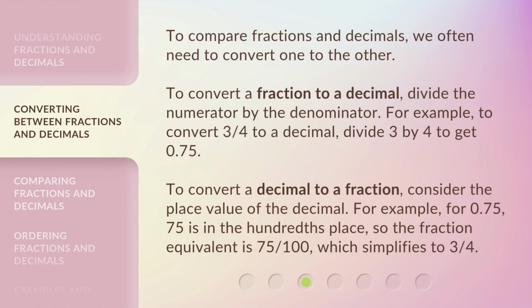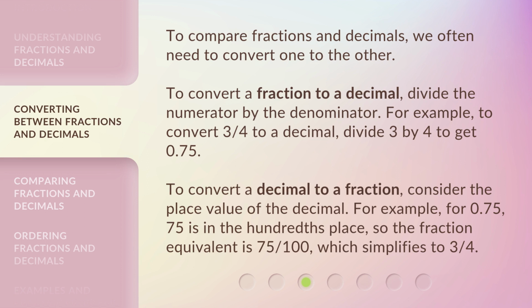To compare fractions and decimals, we often need to convert one to the other. To convert a fraction to a decimal, divide the numerator by the denominator. For example, to convert 3/4 to a decimal, divide 3 by 4 to get 0.75.